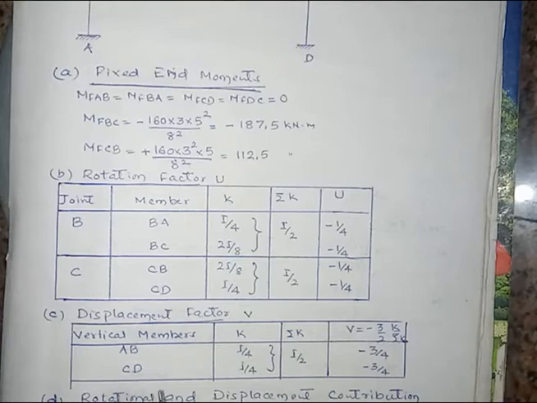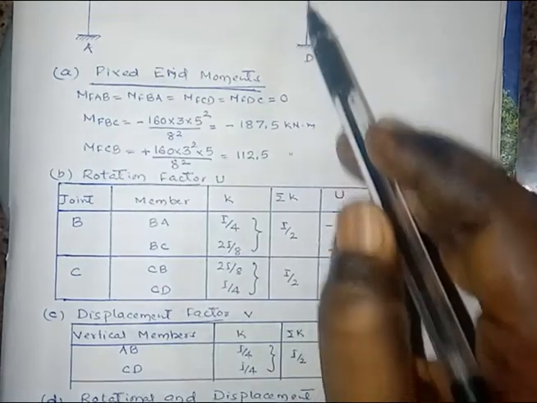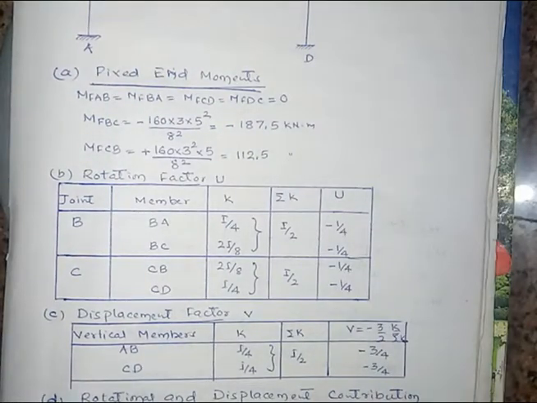Here, observing the vertical members, AB is one of the vertical members, and this one is another vertical member. We have to consider the displacement factor for the vertical columns. Hence there are two columns.